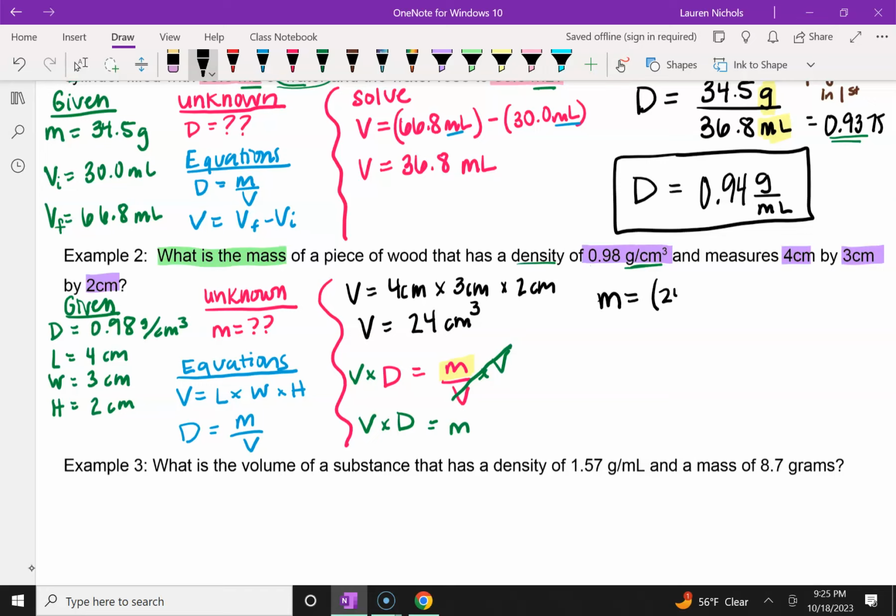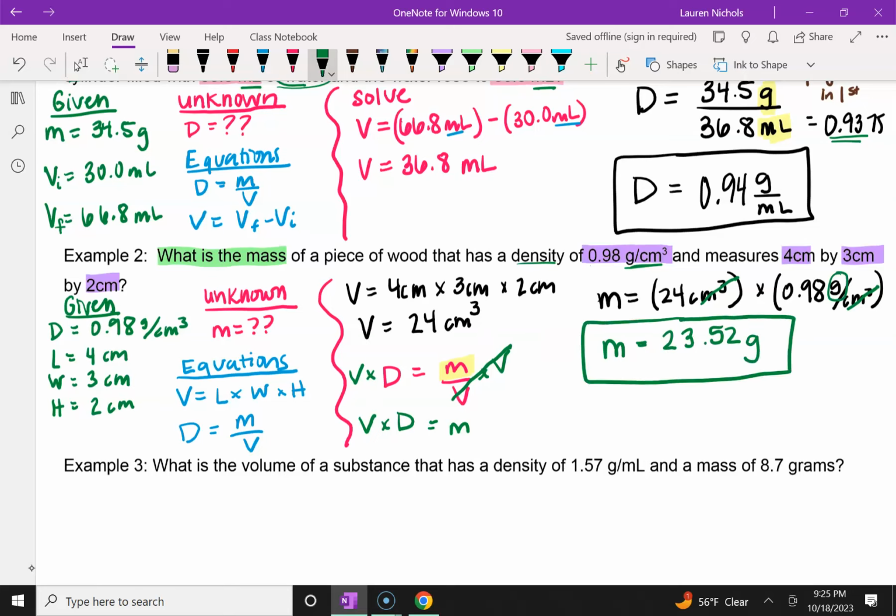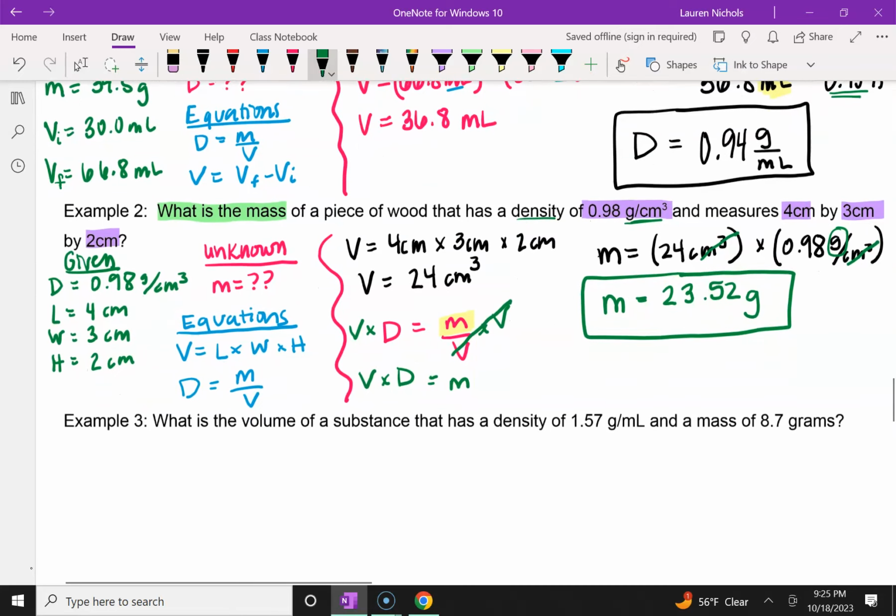I know that my volume is 24 centimeters cubed, and I'm multiplying it by my density, which is 0.98 grams per centimeter cubed. We see that centimeters cubed is going to cancel out with centimeters cubed when they combine. And so my mass is going to be 23.52, and grams is the only unit that didn't cancel out. And there we have it. So hopefully this is helping you guys.